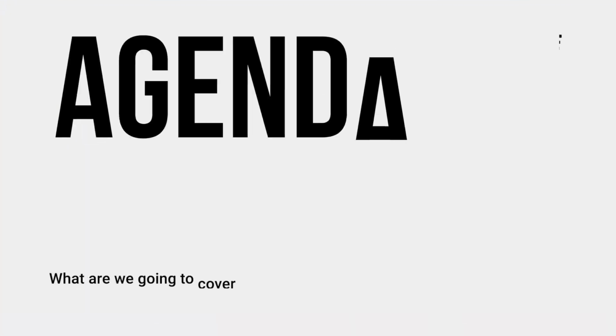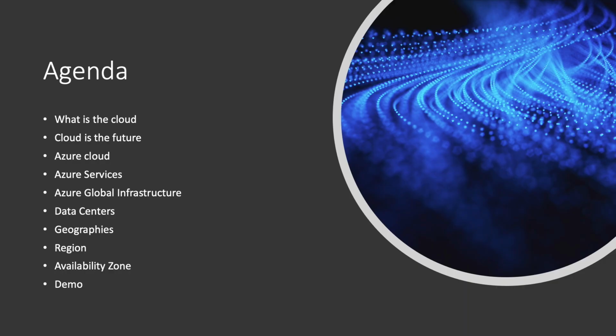So what are we going to be covering today? First we're going to be discussing what's the cloud and how the cloud is our future, and then we're going to be delving deep into Azure, its services, global infrastructure, and then we're going to be discussing part of the global infrastructure, what are data centers, Azure geographies, regions, and availability zone. By the end, we're gonna go through Azure's portal and we're gonna do a small demo on that.